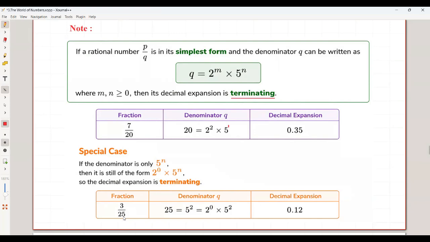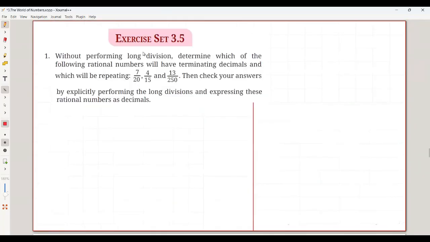We need not divide 3 by 25. Just take the denominator and find the prime factor. 25's prime factor is 5 square. Only 5 square is there. So this can be written as 2 power 0 into 5 square. So it's in the form of 2 power m into 5 power n. Therefore, this is terminating. Exercise 3.5, question number 1.